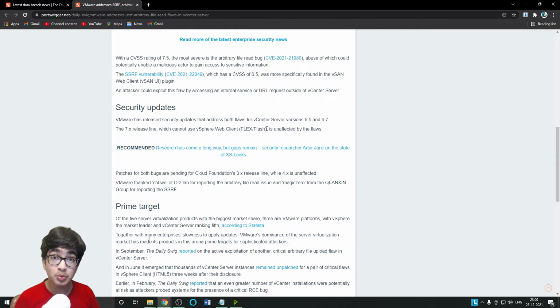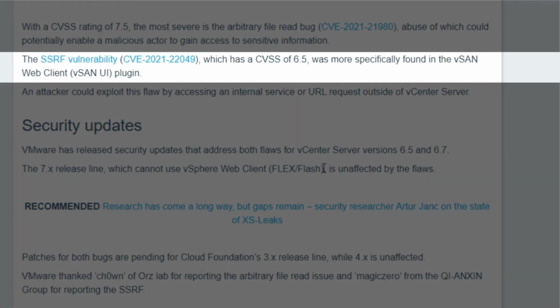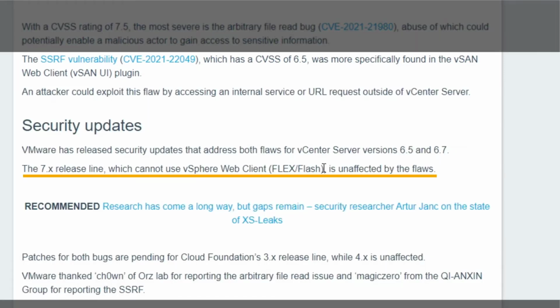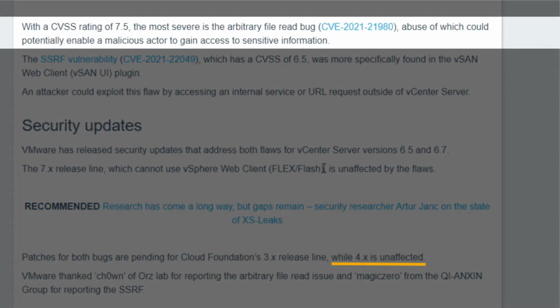I'm not sure. Now, the VMWare vCenter server breach is major. It's more specifically found in the vSAN web client plugin. Now, the 7x release line and the 4x release line are unaffected because they cannot use vSphere web client. With this breach, they could gain access to sensitive information. They could take the info. They can't hold it ransom, but they can in fact take it.